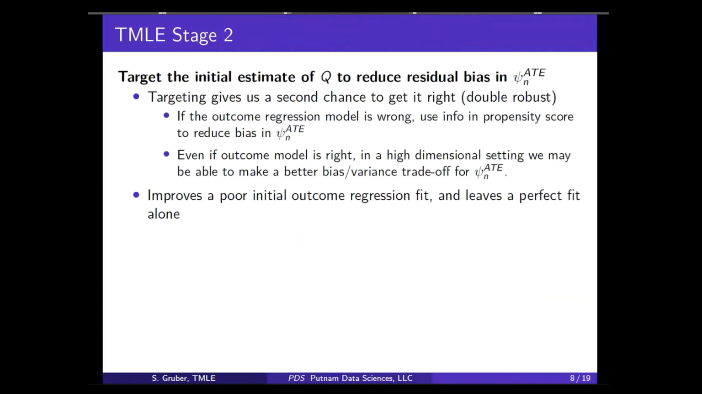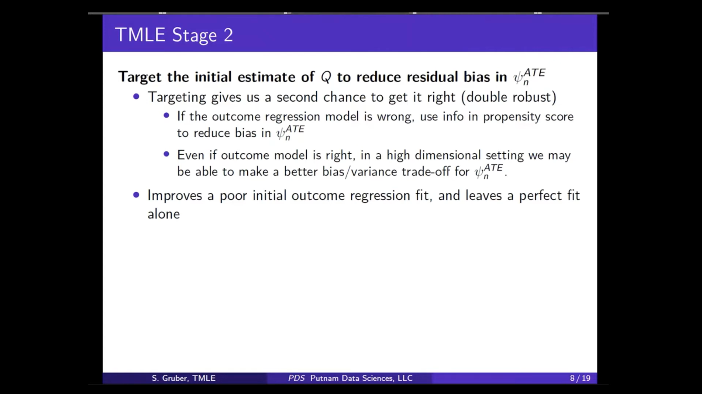So I just said this. We're going to target the initial estimate of Q to reduce the residual bias in our parameter of interest. Psi is the parameter of interest. n means we're estimating it. And I put ATE up here just to remind us that we're interested in the ATE. So targeting gives us a second chance to get it right.